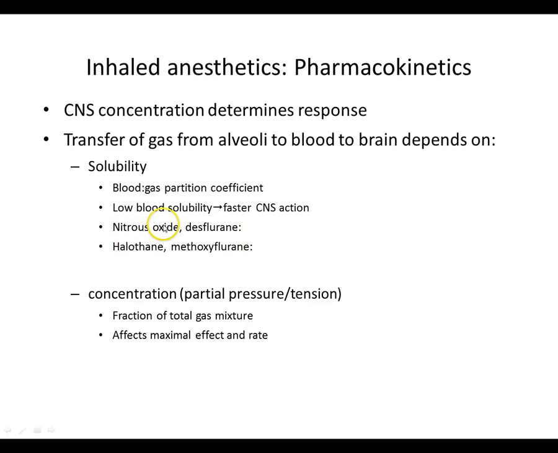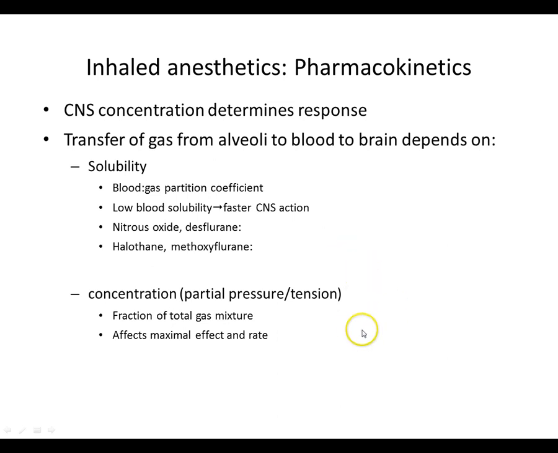So for example, nitrous oxide and desflurane and sevoflurane, not listed here, are examples of inhaled anesthetics that have very low solubility in the blood and therefore are very fast acting. On the other hand, halothane and methoxyflurane have very high solubility and are very slow acting.